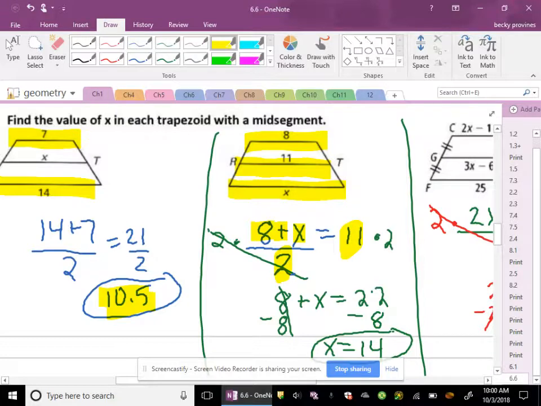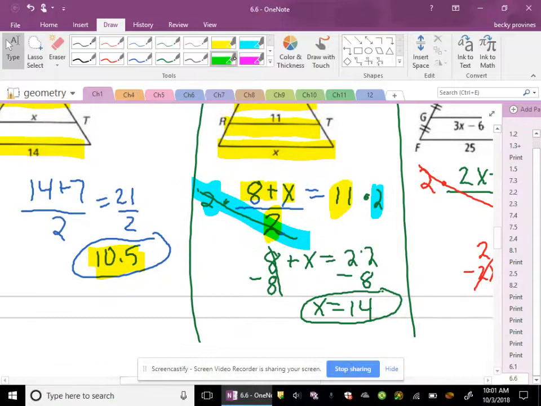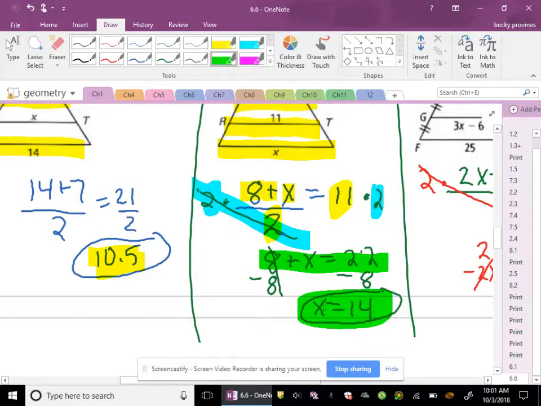Now, to solve this, you're going to get rid of this 2. And the way you do that is you multiply both sides by 2. When you do that, the 2's cancel out. So you're left with 8 plus x equals 22. And the 22 is from 11 times 2. Now subtract the 8 over and you get a final answer of 14.